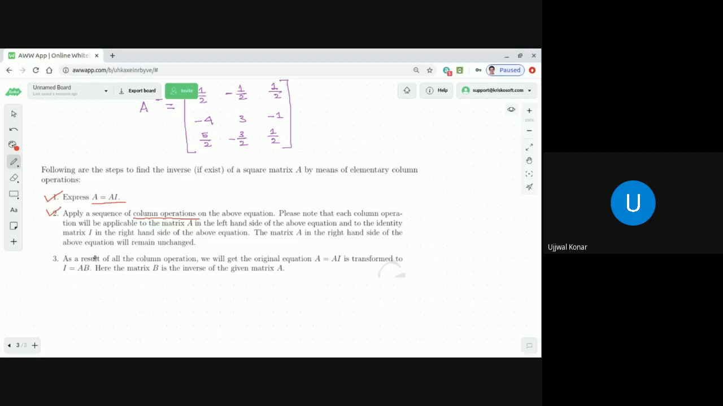Third step is that as a result of all these column operations, the original equation A equal to A into I is transformed to I is equal to A into B. Here the matrix B is the inverse of the given matrix A. In fact, this should be a plural term, column operations. What I recommend, dear students, is that you stick to either row operations or column operations.